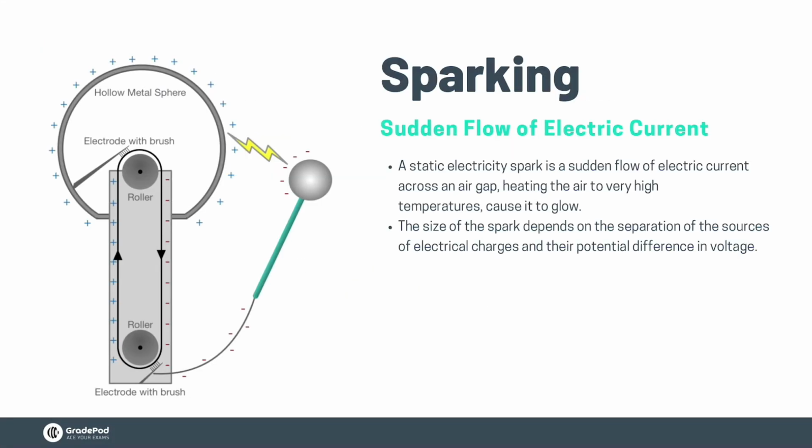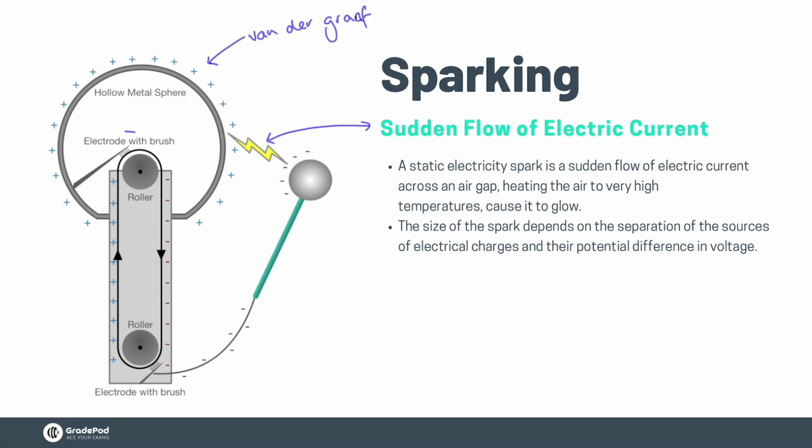What is sparking when we're looking at electric and static electricity? Well, sparking is when we have a sudden flow of electric current. How does that happen? Well, do you recognise this here? This is a Van der Graaf generator. You might have seen one in your class. It's the machine where you put your hands on it and your hair stands on end.